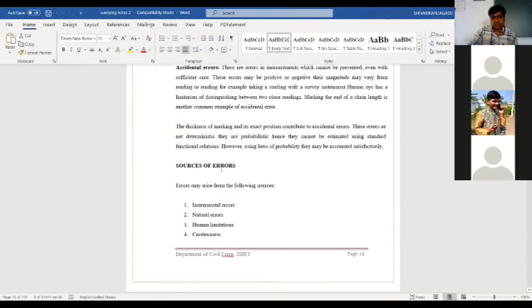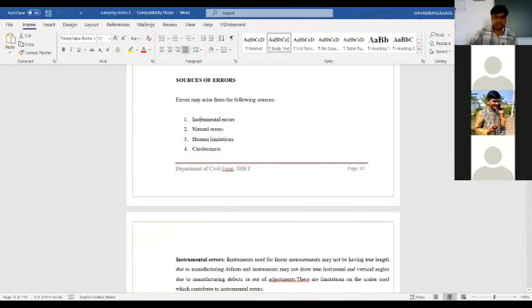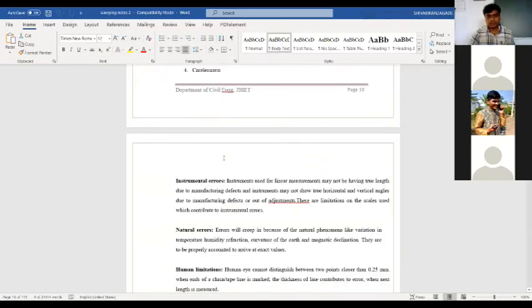Next, coming to sources of errors. In the sources of errors, here we're going to have number one instrumental error, second natural error, third human limitations, fourth carelessness. We'll go one by one.